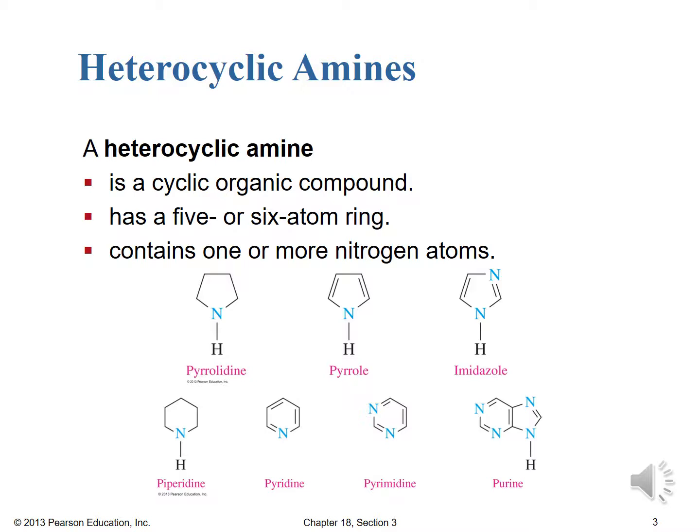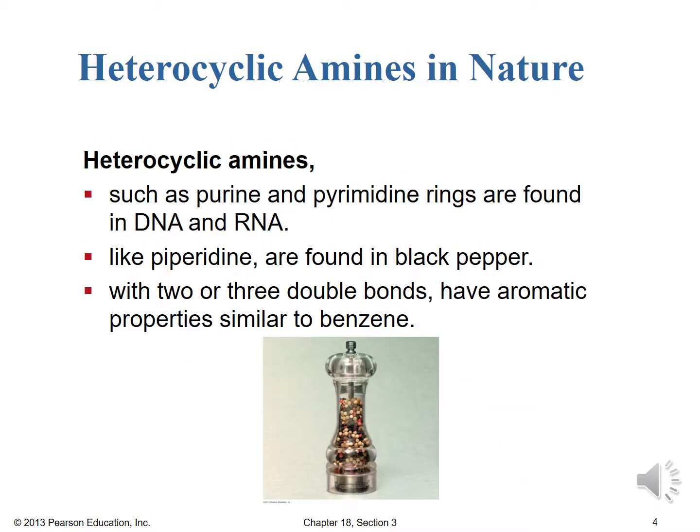There's pyrrolidine, pyrrole, imidazole, piperidine. Pyridine is a very common one as an organic solvent because it looks similar to benzene, but it does have that lone pair on the nitrogen. And then we have pyrimidine and purine, and those are going to be very important when we talk about our DNA and proteins, as we discuss those two particular types of groups. So you'll see more of these in later chapters, but we'll start to introduce the concept of heterocyclic amines here and now.